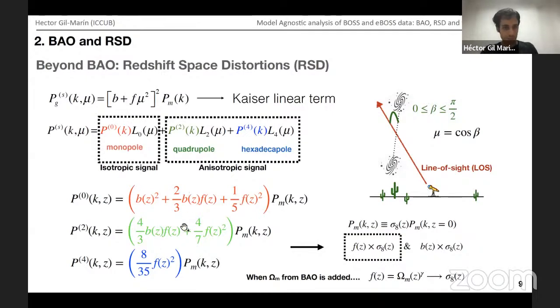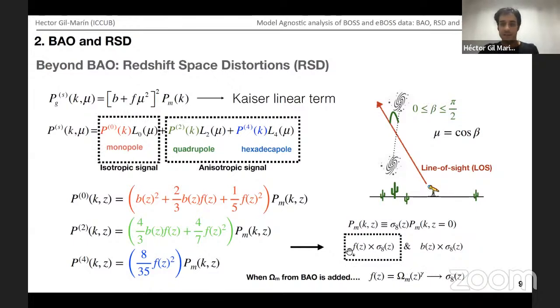And because this signal is different, we can break the degeneracies between the bias and the growth factor f. However, we have to bear in mind that there is another intrinsic nuisance parameter, which is the amplitude of the linear power spectrum, characterized as sigma 8. Because sigma 8 is also an unknown parameter, we don't have access to the bias or f. Instead, we have access to the growth of structure times sigma 8, f sigma 8, and to the bias times sigma 8, b sigma 8, as natural parameters.